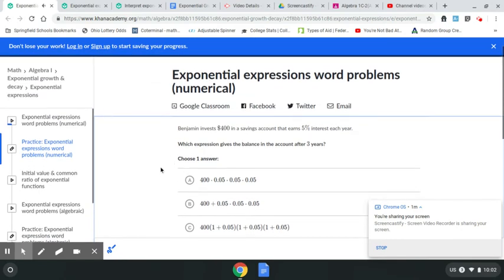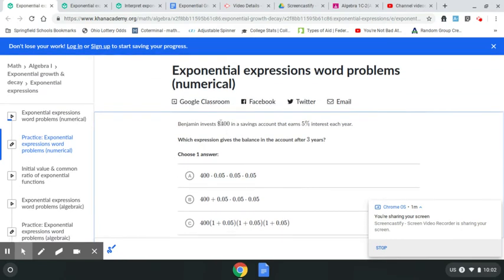Okay, how about number 3? Benjamin invests $400 in a savings account that earns 5% interest each year. So $400 is my initial value. 5% is my growth. 3 years is my time. So I'm looking for 3 as the exponent.